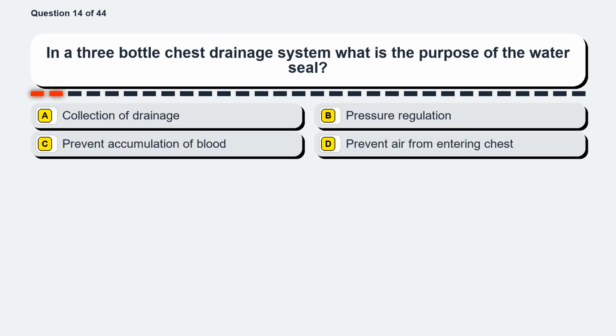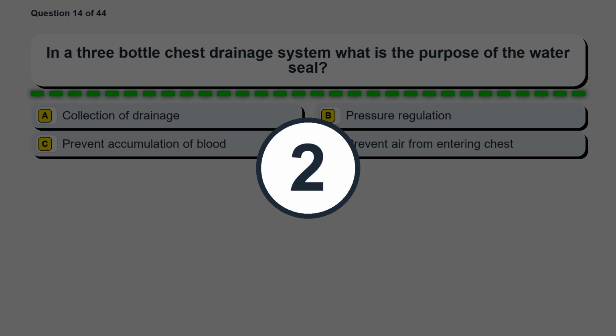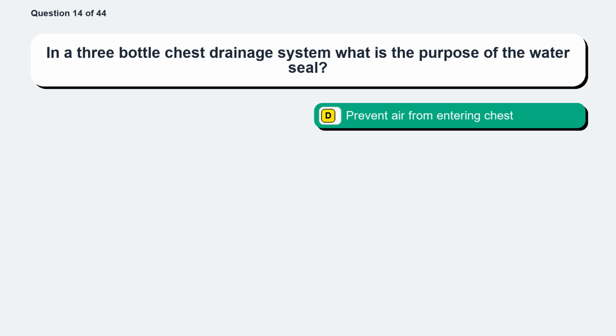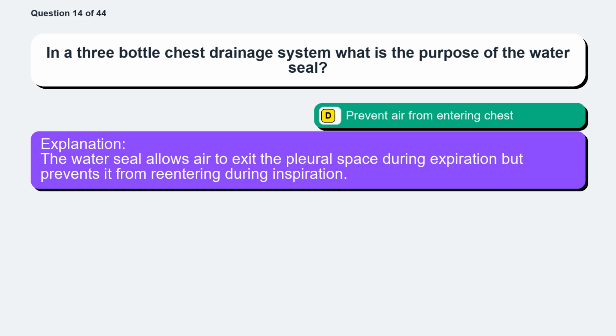Question 14. In a 3-bottle chest drainage system, what is the purpose of the water seal? Option A, a collection of drainage. Option B, pressure regulation. Option C, prevent accumulation of blood. Option D, prevent air from entering chest. The correct answer is option D, prevent air from entering chest. The water seal allows air to exit the pleural space during expiration but prevents it from re-entering during inspiration.